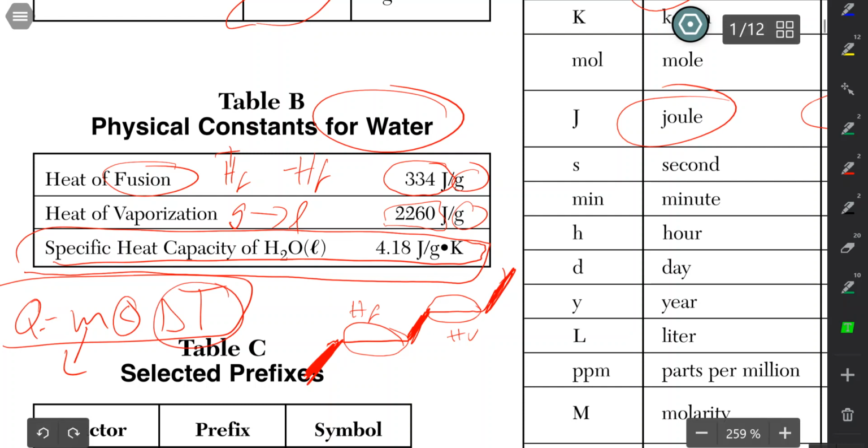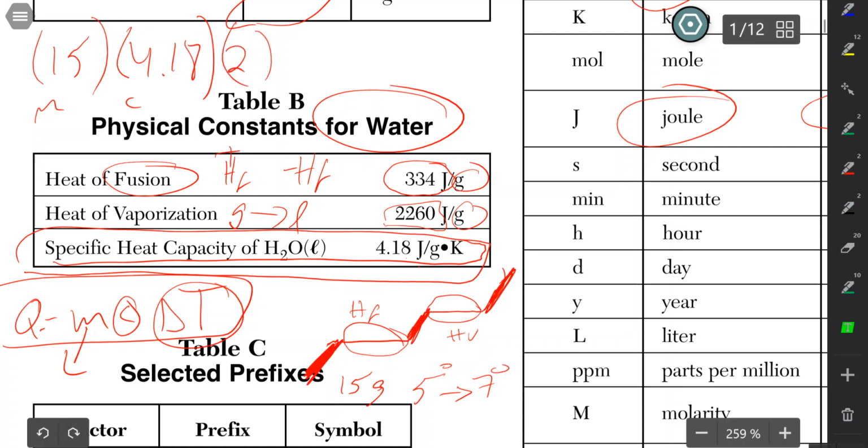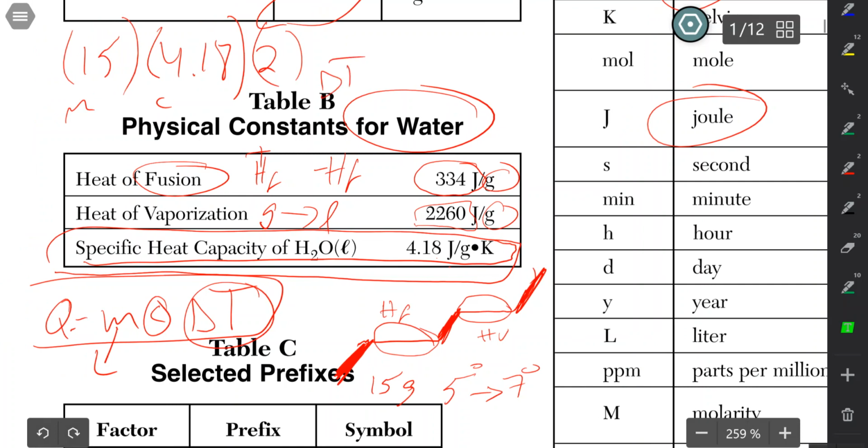So let's say I want to raise the temperature of 15 grams of water from 5 degrees to 7 degrees. All you have to do is 15 multiplied by the specific heat capacity, MC delta T. The mass is 15. The specific heat capacity, C, is 4.18. And the change in temperature, in this case from 5 to 7, is going to be 2 degrees. So that's your delta T. So you multiply 15 by 4.18 by 2, and you will get the final heat that's necessary to raise the temperature of 15 grams of water by 2 degrees.